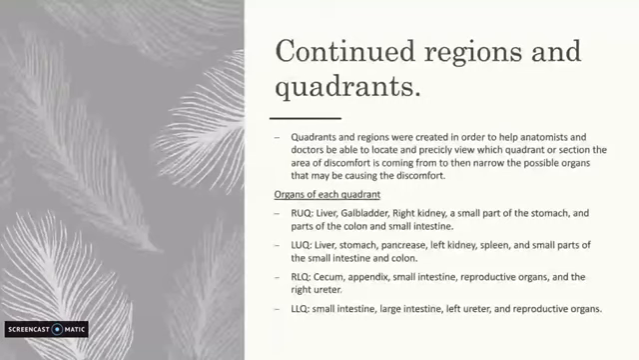The right lower quadrant holds the cecum, the appendix, the small intestine, the reproductive organs on the right, and the right ureter. The left lower quadrant holds the small intestine, the large intestine, the left ureter, and the left reproductive organs.